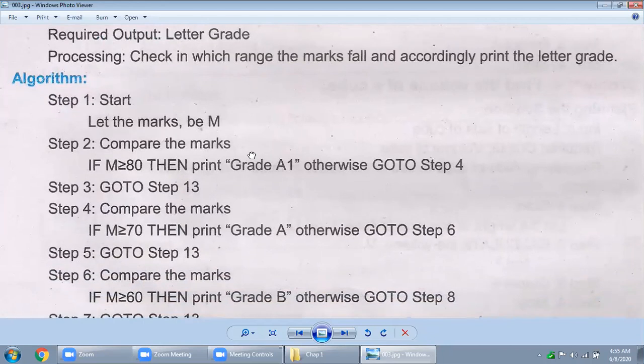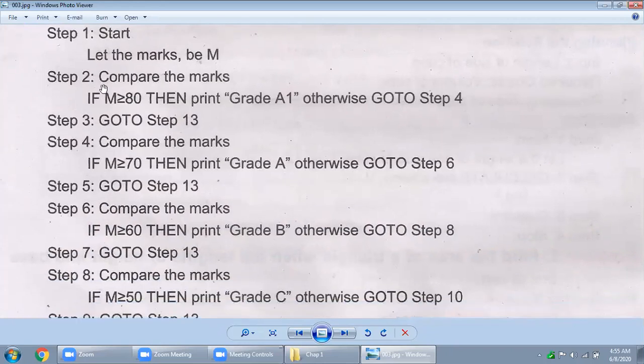Now we have to start the algorithm. Step 1, start. Let the marks be M. Step 2, compare the marks with that criteria. If M is greater than or equal to 80, then what happens? Then print grade A1. Otherwise, go to step 4.